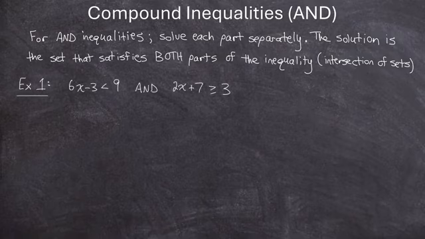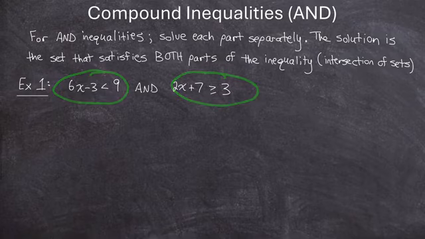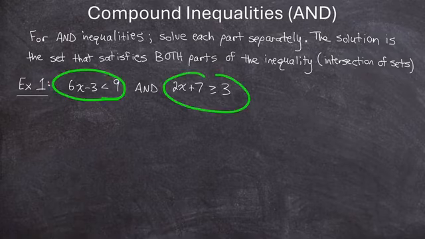In this first example, we're trying to find the set of values that satisfies both the first inequality and the second inequality. In order for a number to be part of the solution set, it's not enough for it to just satisfy one or the other. It has to satisfy both. So we'll start by solving both of these inequalities separately.